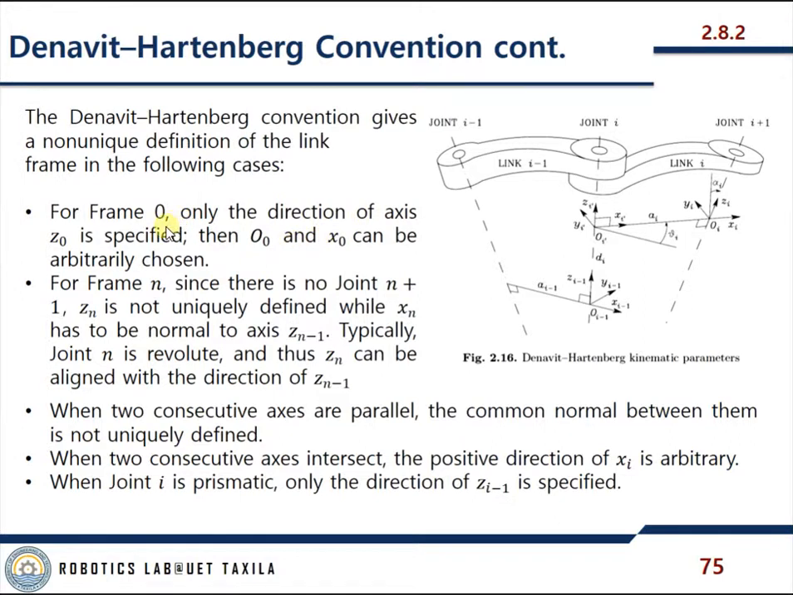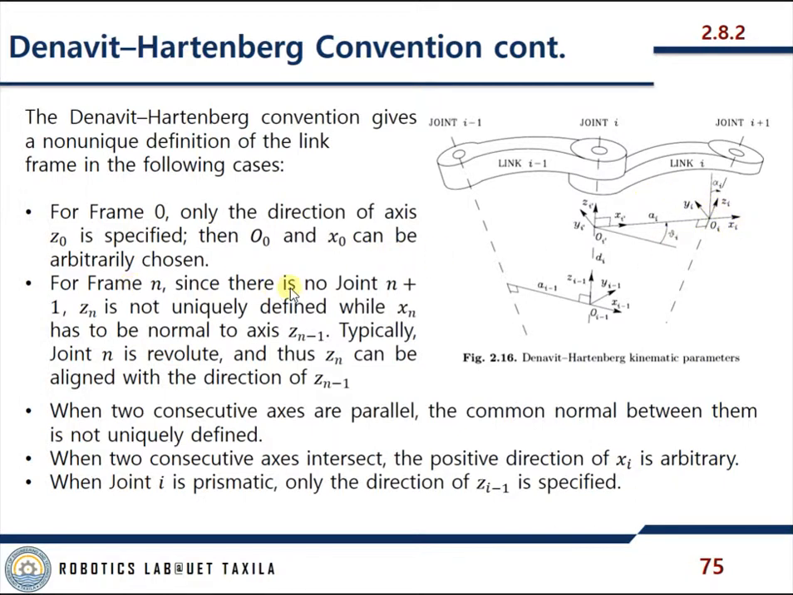For frame 0, only the direction of axis Z0 is specified. Then O0 and X0 can be arbitrarily chosen. So for example, I'm going to make this frame 0, and I specify only this direction. So we can choose X0 and O0 arbitrarily.